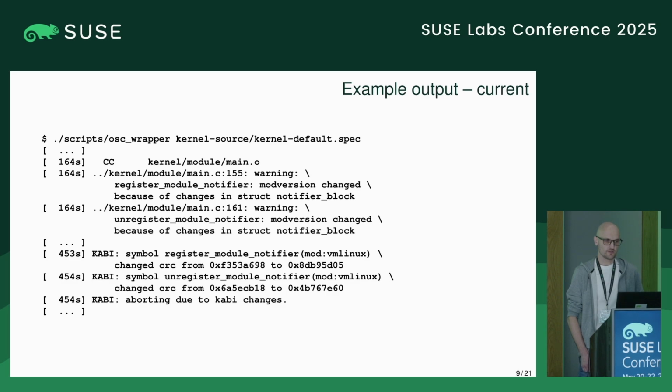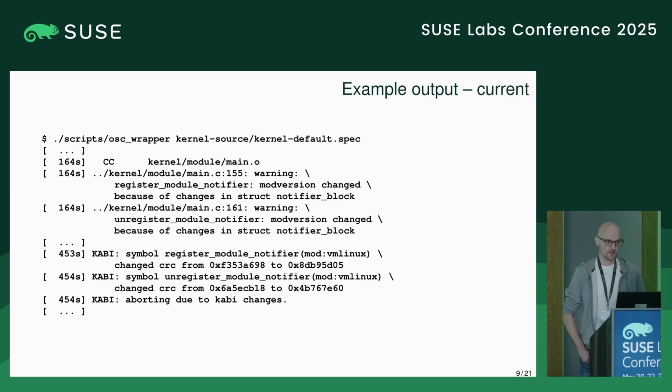So this example shows the output when some symbols change. In this case, I've added a new field to the notifier_block structure. The first part is produced by genksyms, and you can see that the tool recognized that the kABI of the functions register_module_notifier and unregister_module_notifier is changed because of the changes in the notifier_block structure. The second part is produced by the downstream script kabi-pl, and it reports the changed symbol CRCs, and the build then gets aborted. And this is fairly good output, but it has some limitations.